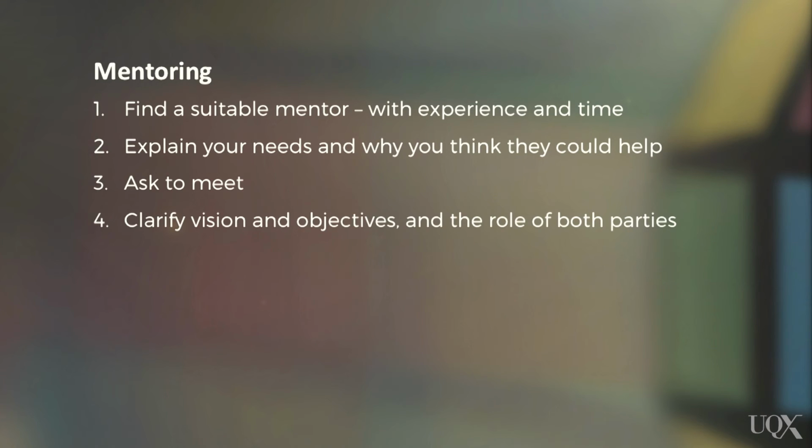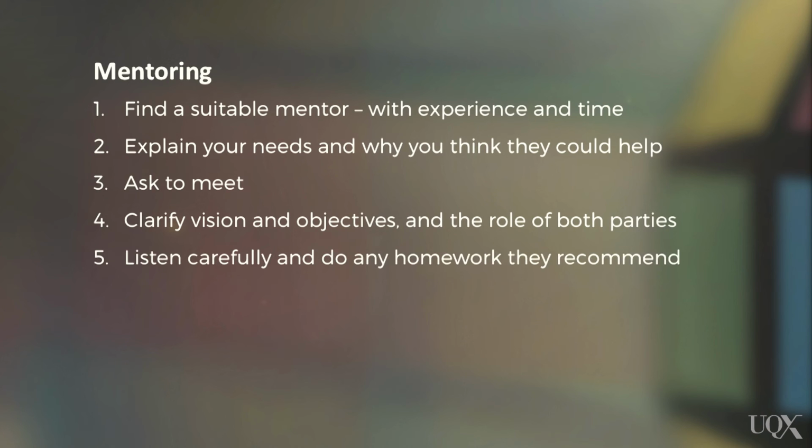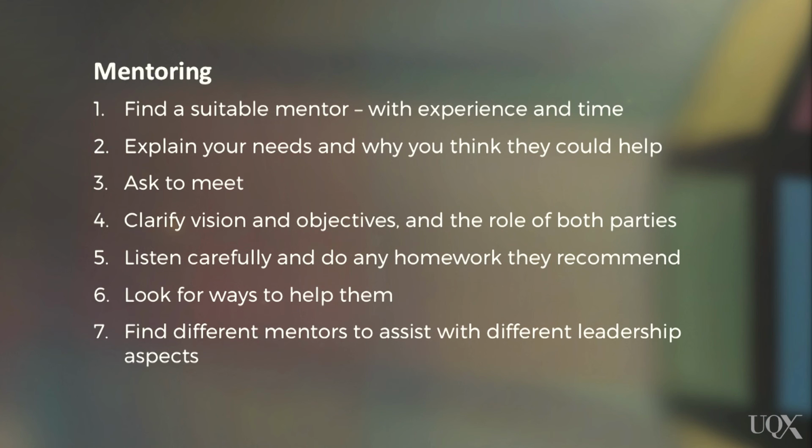Fourth, at the first meeting, clarify your developmental vision and objectives and the role of both parties. If you have a leadership development plan, it's helpful to share it with them. Fifth, at mentoring meetings, listen carefully and do any homework they recommend. Their time is valuable. Don't waste it. Sixth, look for ways to help them. A sustainable mentoring relationship usually benefits both parties. Finally, consider having a network of informal mentors who can help you, as needed, with different aspects of leadership.